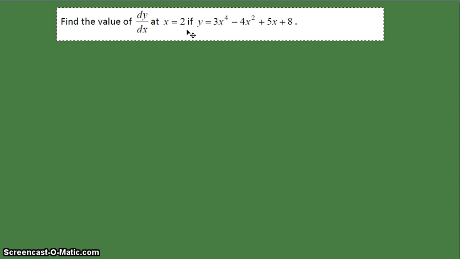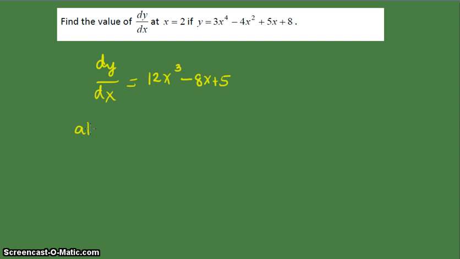So all we have to do is to differentiate the given function. If y is equal to 3x to the 4 minus 4x squared plus 5x plus 8, dy over dx is equal to 12x cubed. That's 4 times 3, that's 12. Then x to the 4 minus 1, that's 3. And then minus 8x plus 5.